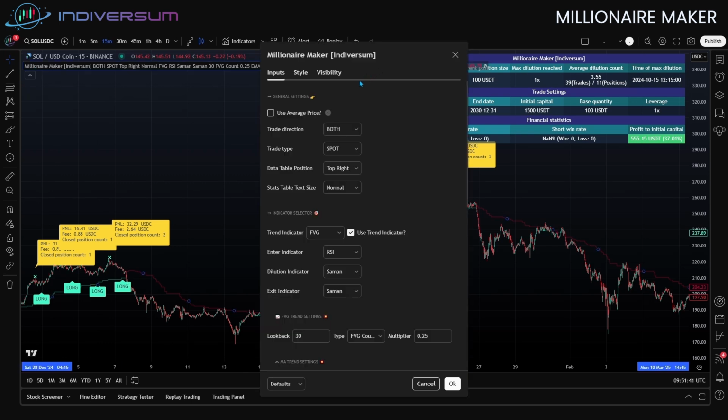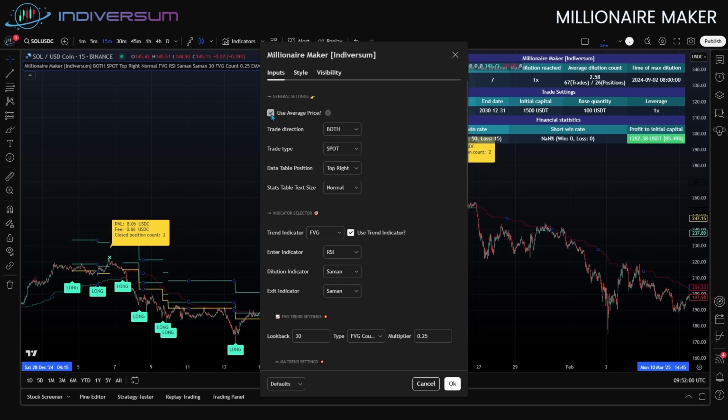Now let's check out the general settings. When the use average price option is enabled, it means that if multiple positions are open at once, the system will calculate an average price based on the opening levels and treat the positions as a single entity, closing them all at those average levels. If the option is disabled, the positions are managed separately.